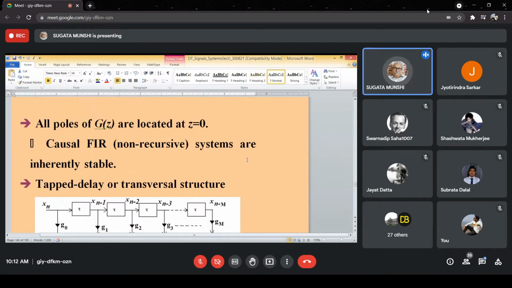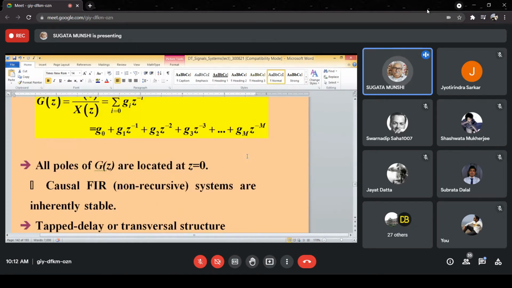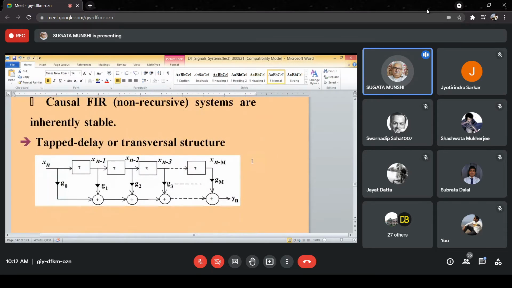Now, regarding the implementation of these causal FIR or non-recursive systems, this is a possible structure. You know that the representation of the algorithm by means of unit delay elements, adders, and coefficient values is referred to as a structure. The simplest structure for implementing an FIR or non-recursive system is what is known as the tapped delay or transversal structure.